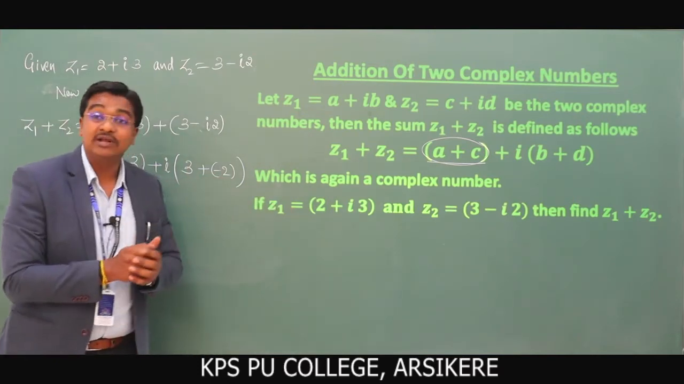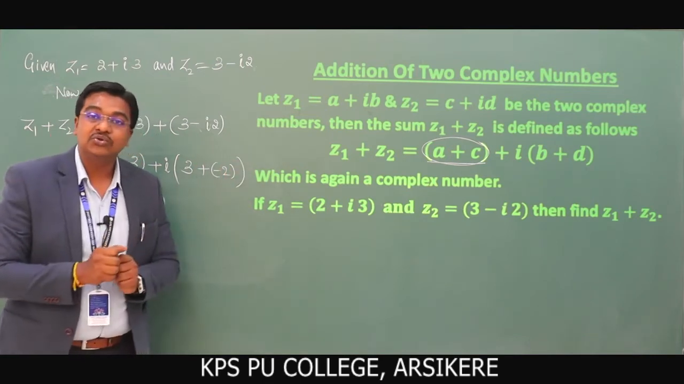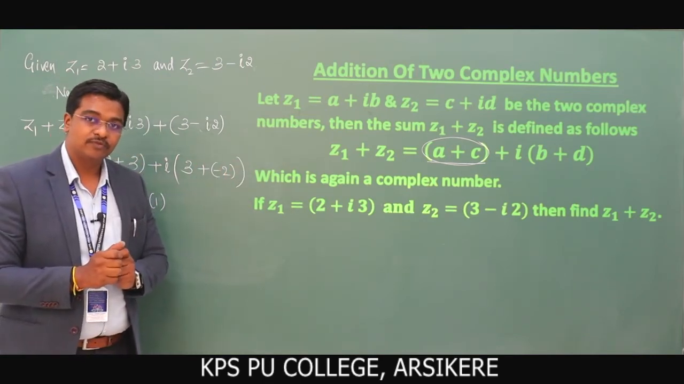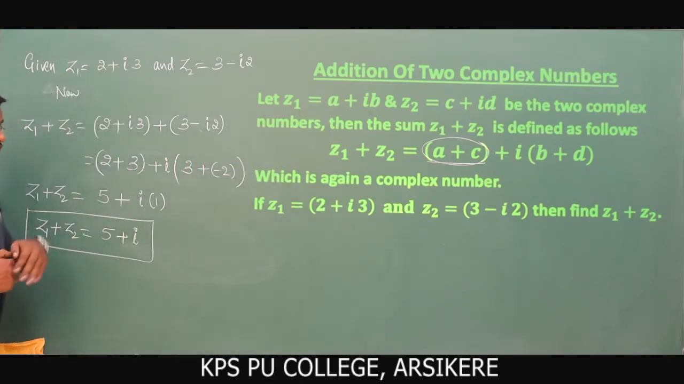Z1 is equal to 2 plus I into 3 and Z2 is equal to 3 minus I into 2. Take a pause and note down all the things that I have written here.